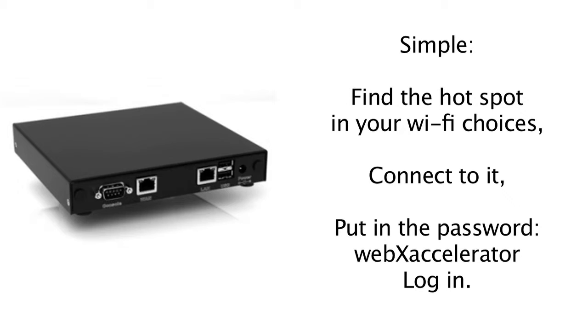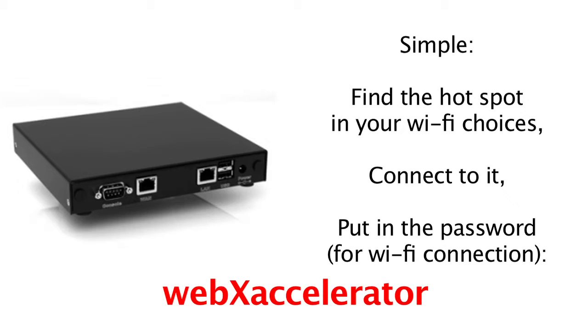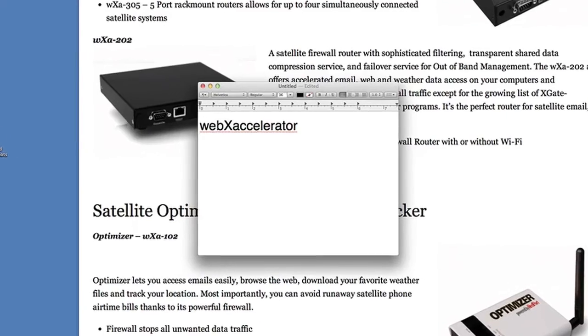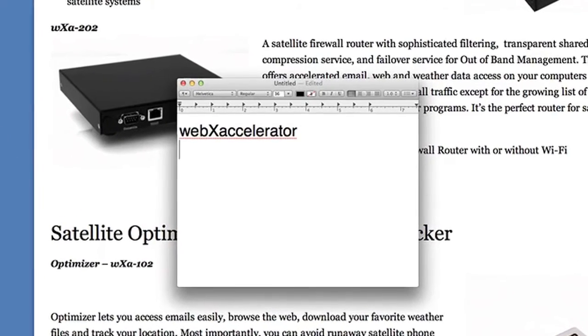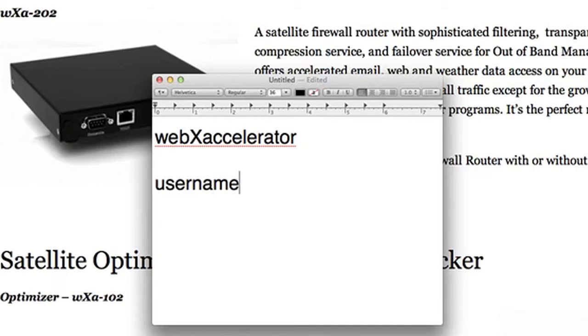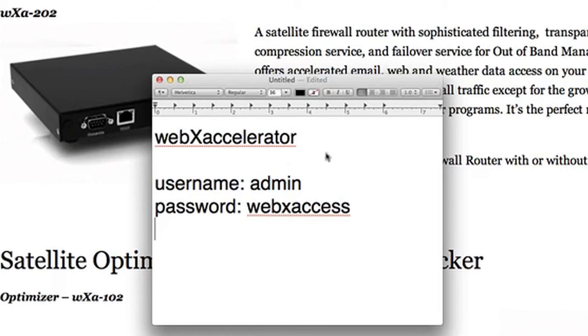The default password for the Wi-Fi connection is WebX, and that's capital X, accelerator. That's the Wi-Fi password. The login password for the router itself, and that's the GUI where you're going to be doing the administration, and I'm going to show you that here in a half a second, is username admin, and the password is WebX access. Again, that will be included in the documentation.